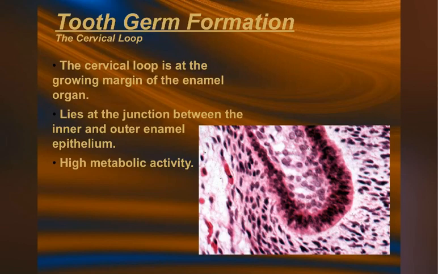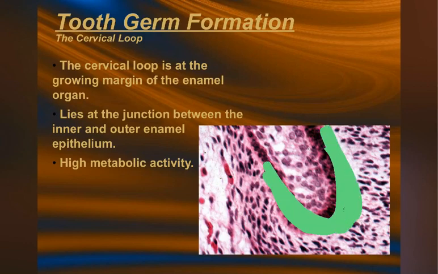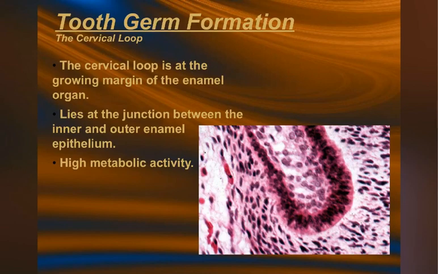What's the cervical loop? Cervical loop is the area where the inner enamel epithelium meets the outer enamel epithelium. You have inner enamel epithelium here, columnar cells, outer enamel epithelium here, cuboidal or flat cells. This area where they meet is called cervical loop. It's always cervical, that's why it's called cervical loop. Cervical loop is at the growing margin of the enamel organ, lies at the junction between inner and outer enamel epithelium. It has high metabolic and mitotic activity.